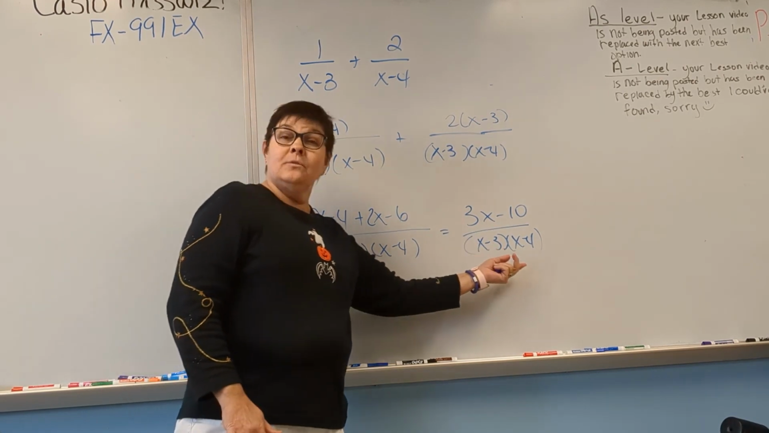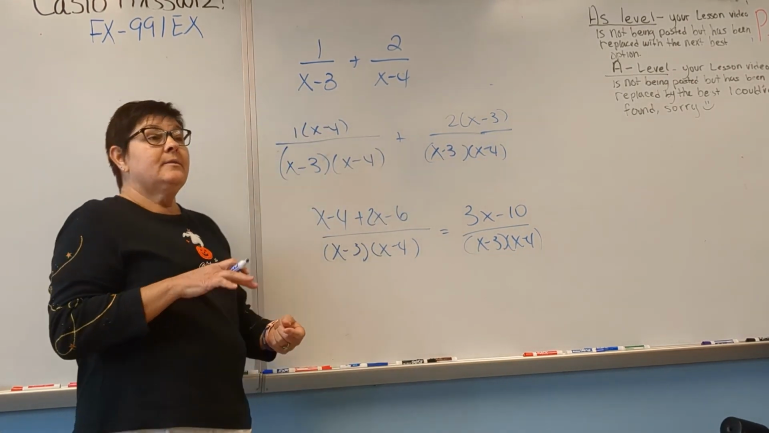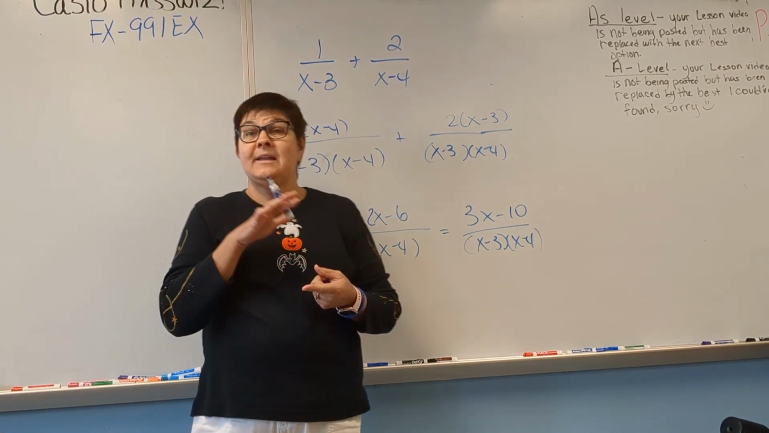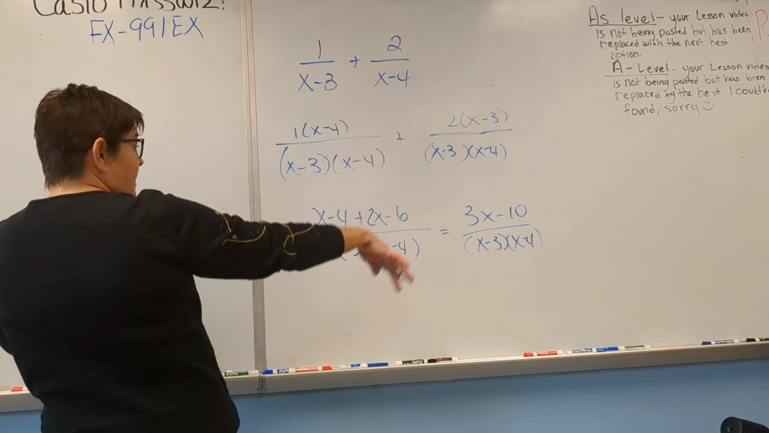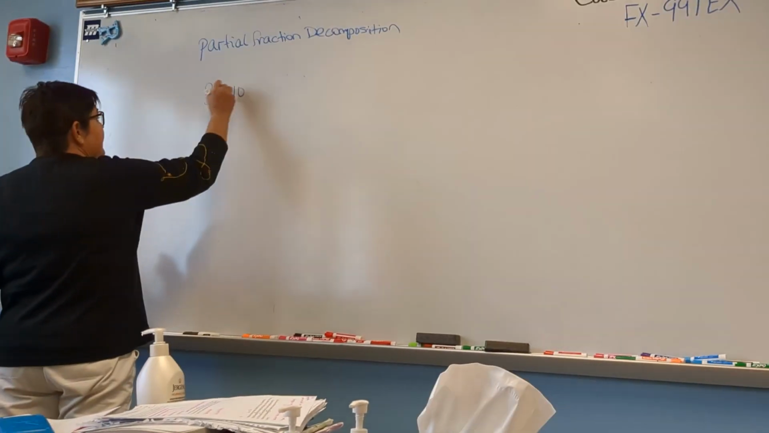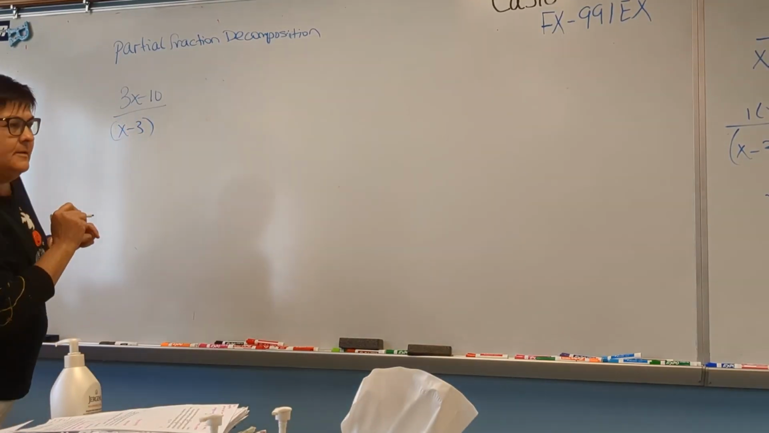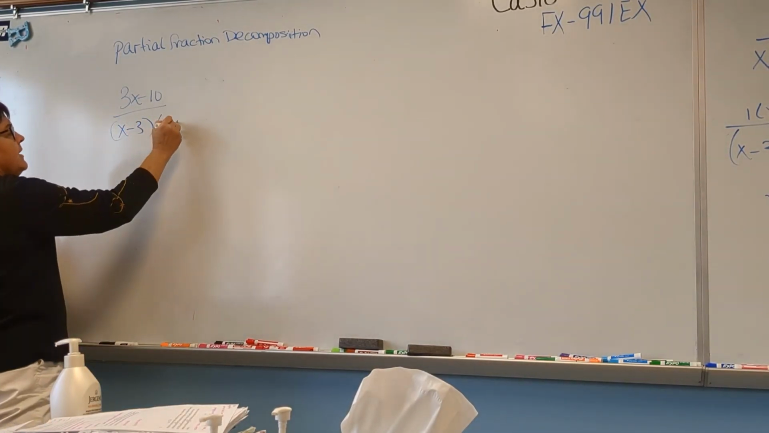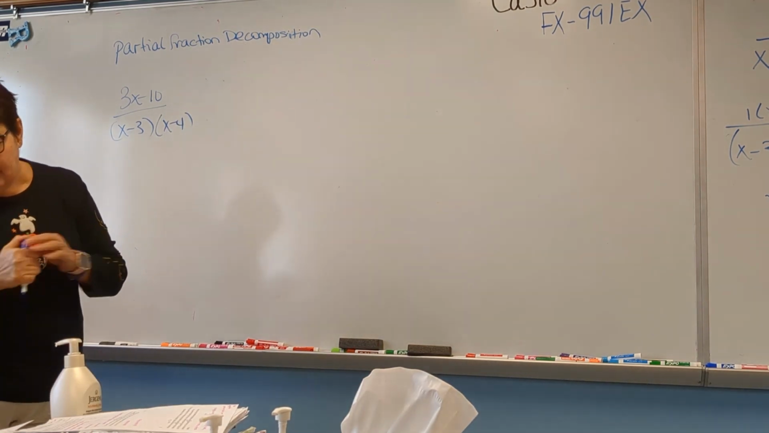So I'm actually going to do the one that we know what it looks like at the end, so I can show you the work. What I'm going to show you now is what we refer to as case 1. Okay, so let me say, you don't even know what this is. I'm going to start with 3x minus 10 over x minus 3 times x minus 4. Okay, and let me actually label what case 1 is.